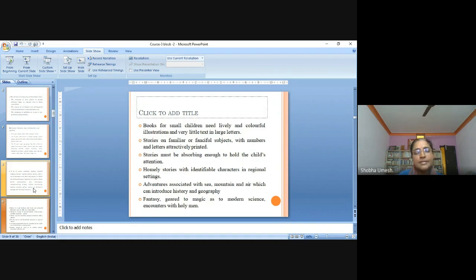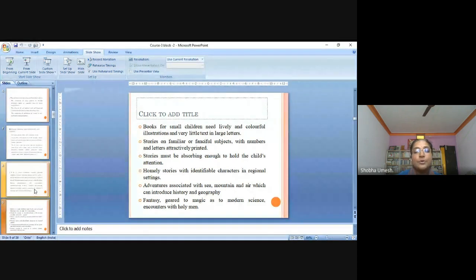So when we start writing, we have to keep certain things, as I told. Books for small children need lively and colorful illustrations and very little text in large letters. See, when we write for the age group of 2 to 4, we have to keep in mind that there are more pictorials and only a few lines written. It should be very colorful because the children get attracted towards the colors.